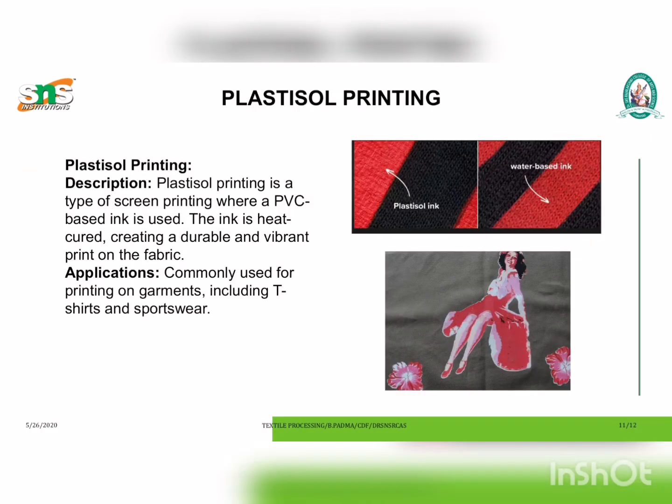Next, plastisol printing. Plastisol printing is a type of screen printing where a PVC based ink is used. The ink is heat cured, creating a durable and vibrant print on the fabric. The applications are commonly printing on garments including t-shirts and sportswear. Where the print needs to be somewhat darker and should have a long life, we can use plastisol printing.